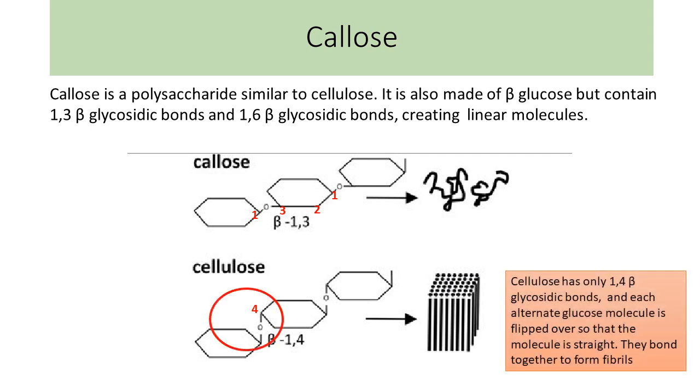So cellulose will only have 1 to 4 beta-glycosidic bonds, and alternate molecules are flipped over. This creates a very straight molecule, and you can see that these bond together to form these fibrils. Whereas callose has got 1 to 3 and 1 to 6 glycosidic bonds, which creates side branches, and it creates a more linear molecule, and therefore that is deposited in a different way. So it doesn't create fibres in the same way.